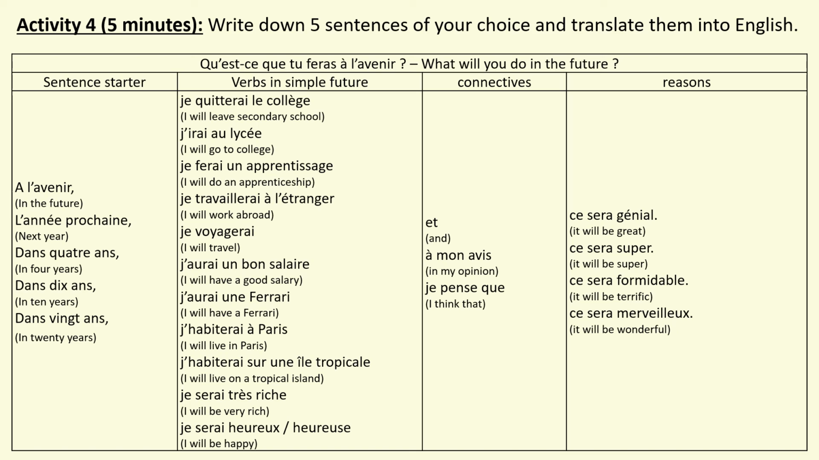For activity 4, I want you to think about your own sentences. So think about writing 5 sentences of your choice and translate them into English, please. What would you like? What will you do in the future? Press pause and then press play when you're ready for your final activity.